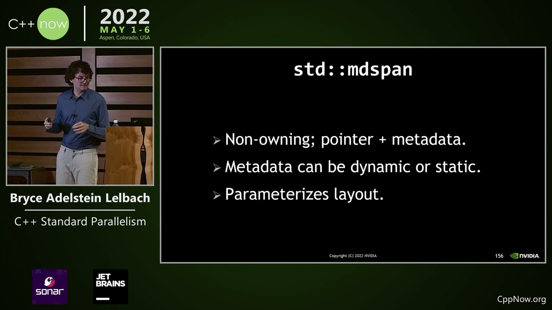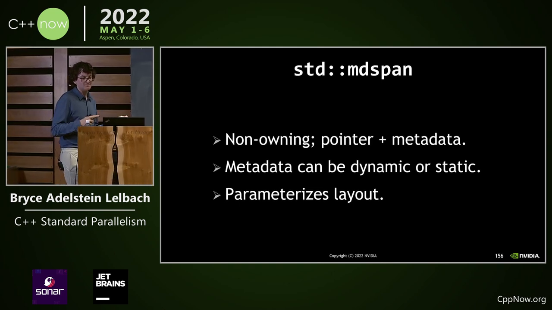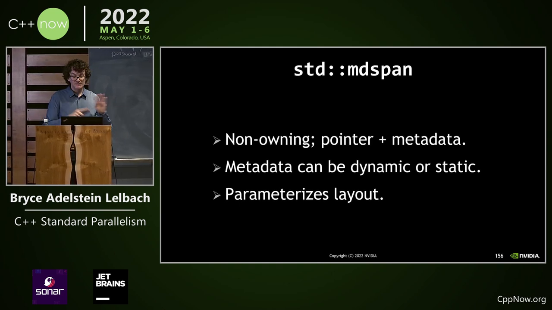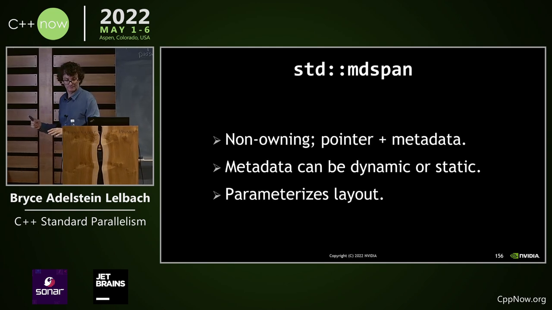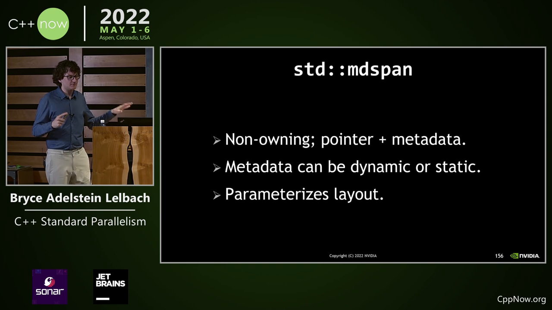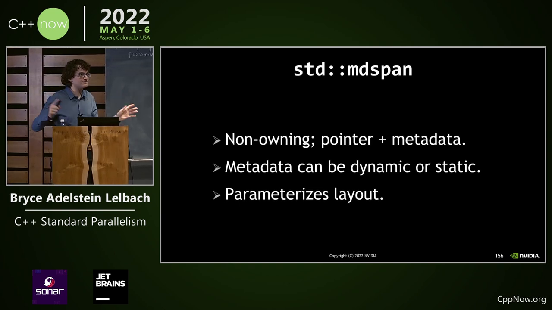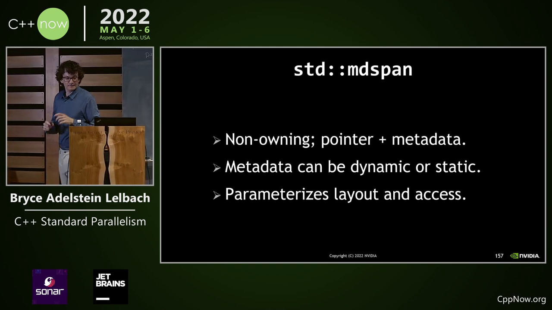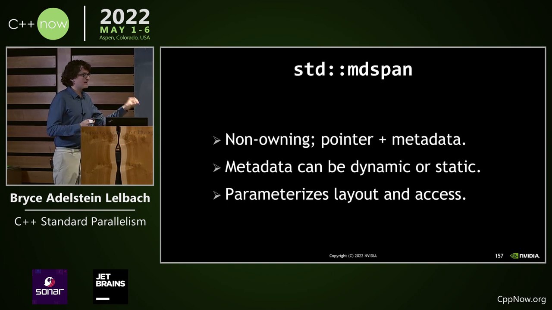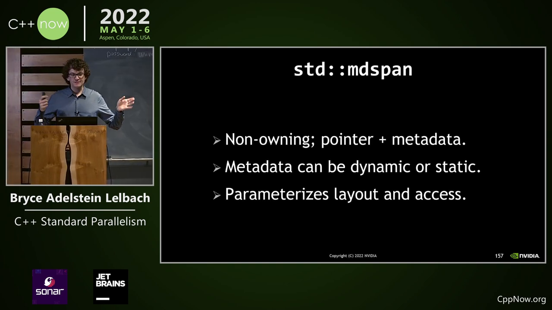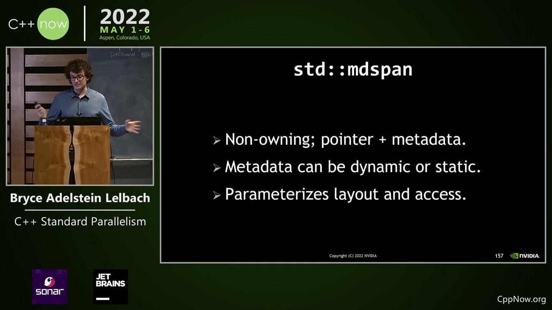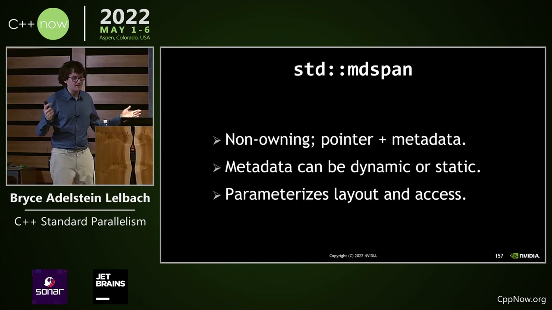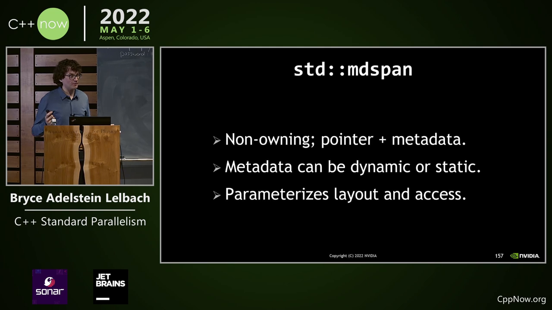mdspan parameterizes how a multidimensional index is mapped to a location in the underlying data. We call this parameter a layout, and it can express any kind of multidimensional structure. There are some concrete layouts in the standard library for common use cases, but anyone can define their own layout and plug it into an mdspan. Likewise, mdspan parameterizes how it accesses the underlying data. The default is to just perform a normal C++ pointer dereference with an index. But with a custom accessor, you could instead use a special cache-bypassing instruction, read from disk, or perform a remote memory access.